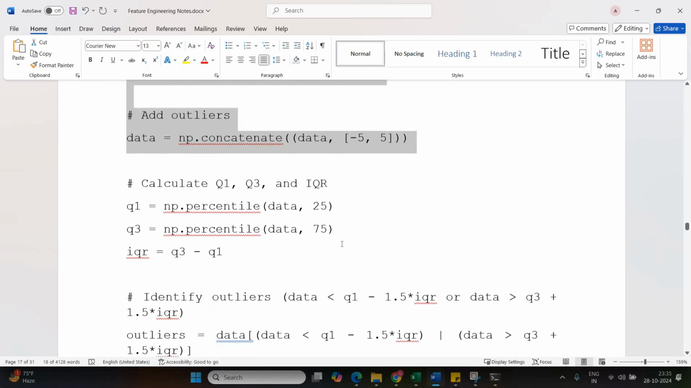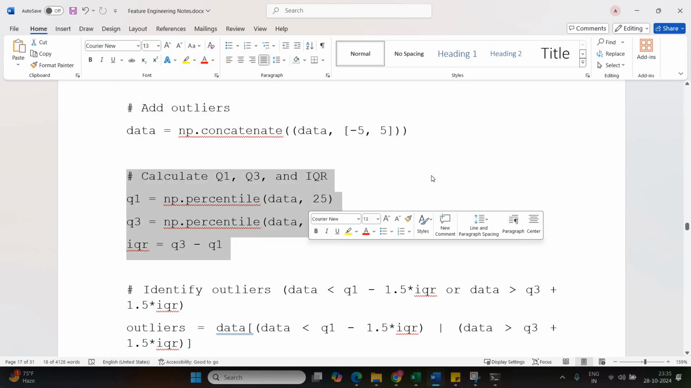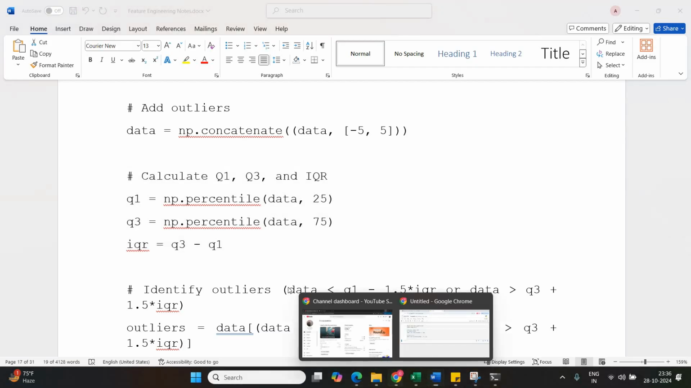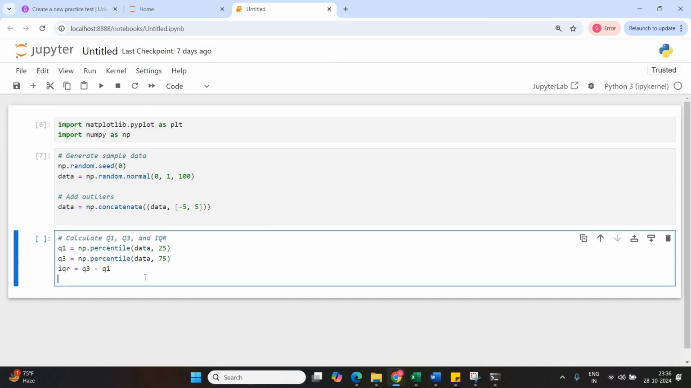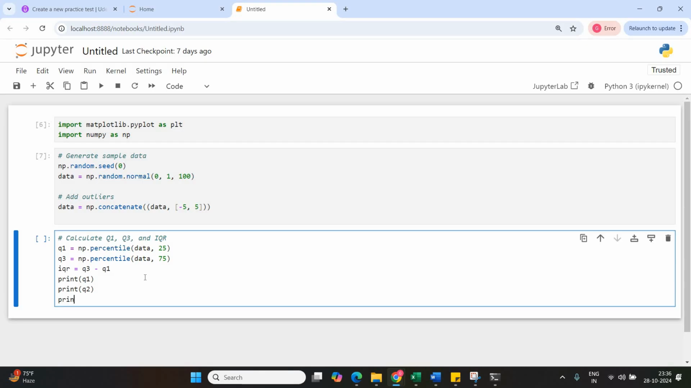And now let us see what else I need to do. I need to calculate the Q1, Q2 quartile range and the interquartile range. Quartile values and the interquartile range, both I have to calculate, right? So for the Q1 and Q3, these are the quartile values. So let me run it and let me show you. So what we can do, we can print Q1, then print Q2, and then print Q3.